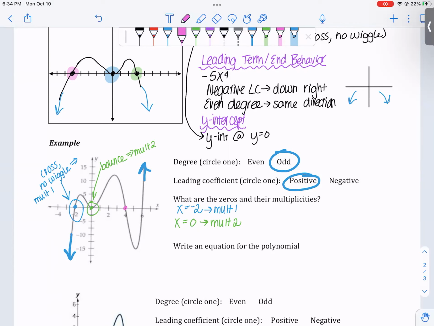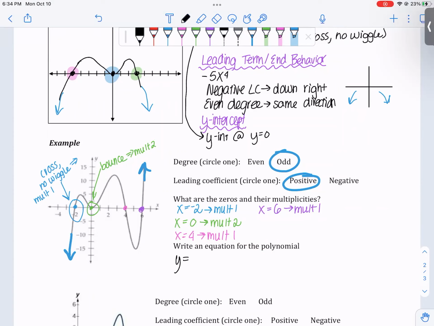Right here, we cross with no wiggle as well. That's at x equals 4. And finally, here at 6, same idea. We cross with no wiggle. So the multiplicity is 1. All this is asking is to write an equation for the polynomial. Just an equation for the polynomial.